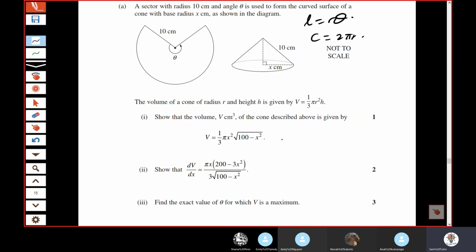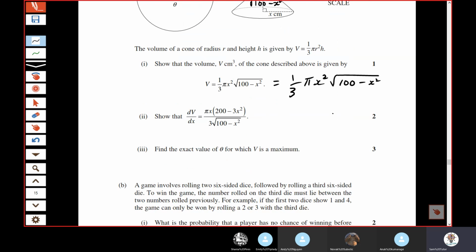Well, did we do part 1? Okay, so let me do this. 1/3 pi. What's the radius in this case? X squared. Nice. Times what's the height in this case? Pythag. 100 minus x squared. 10 squared, take x squared. Beautiful. Done. That wasn't a bad 1 mark. Happy with that? Next one.